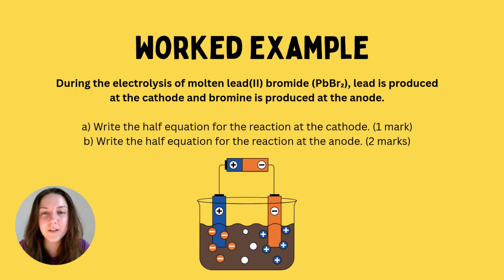Okay, so here is a worked example for you. This is a common GCSE question they could ask you, so I'll read it to you. It says, during the electrolysis of molten lead(II) bromide, PbBr2, lead is produced at the cathode and bromine is produced at the anode. So the first thing you want to do is write the half equation for the reaction at the cathode, and then write the half equation for the reaction at the anode.